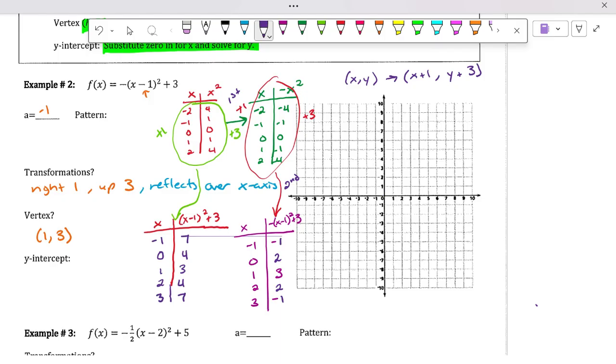All right, sorry guys. So if I graph this, I have my vertex 1, 3. I have the -1, -1, and the 3, -1. Then I have the 2, 2, and the 0, 2. So my graph looks something like this. So the pattern is that our x squared values become -x squared.